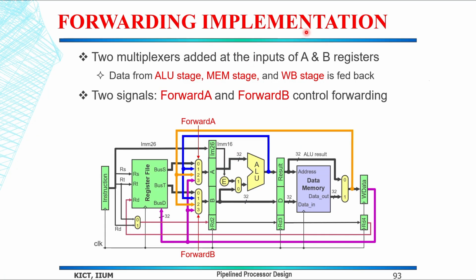For the forwarding implementation, two multiplexers are added at the input of the A and B registers. Data from the ALU stage, memory stage, and write back stage is fed back like this. There are two control signals, forward A and forward B, which are used to control the forwarding.